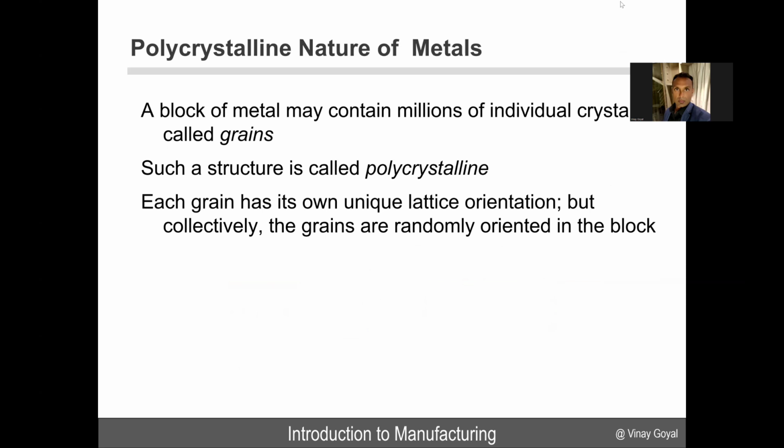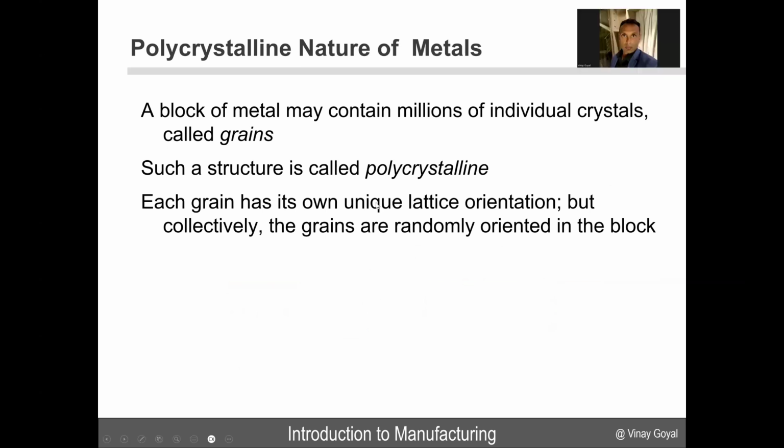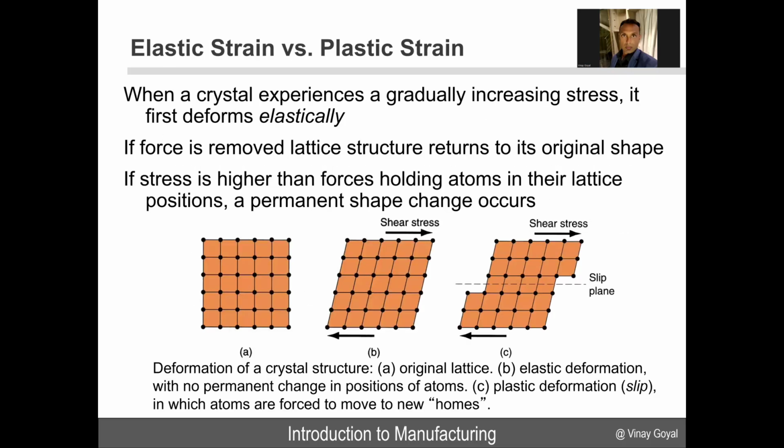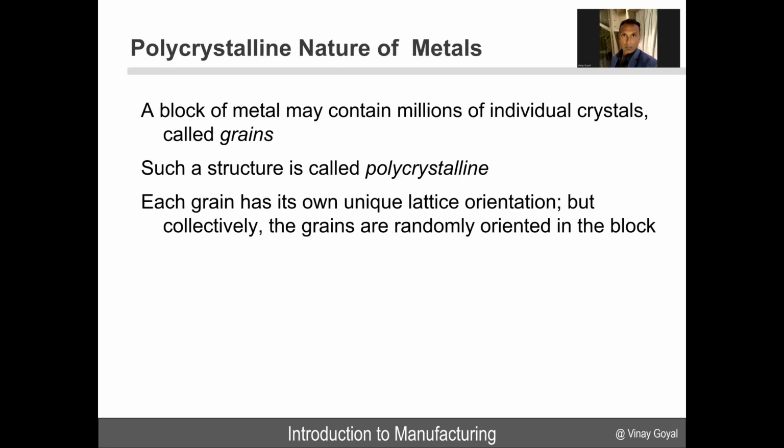Now let's examine the polycrystalline nature of metals. In this case, it's a block of metal that may contain millions of individual crystals called grains. Those individual crystals we call grains, and it is called polycrystalline because each grain can have its own unique lattice orientation, but collectively the grains are randomly oriented in the block. Again, here you have a regular pattern, and another imperfection can be a grain boundary, that we discussed earlier, where the regular structure of the lattice and the atoms is not preserved.